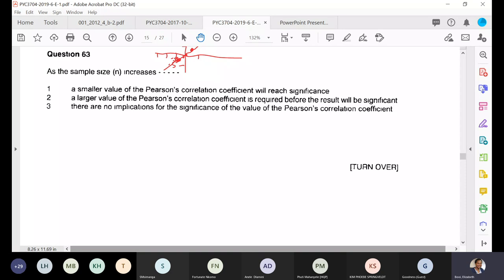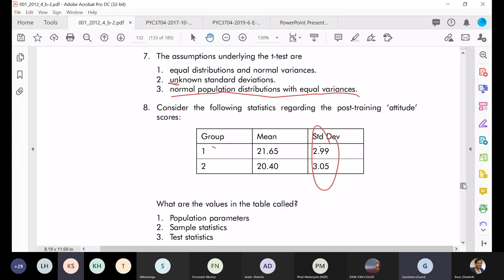As the sample size n increases, what happens? A smaller value of the Pearson correlation coefficient will reach significance. A larger value of Pearson correlation coefficient is required before the results can be significant. There are no implications on the significance of the value of the Pearson correlation coefficient. I found this answer on page, I'll tell you now, 139. Let's study.